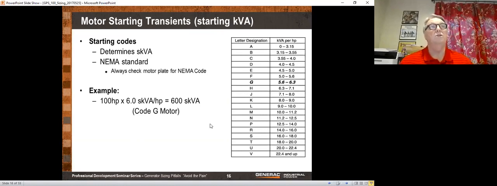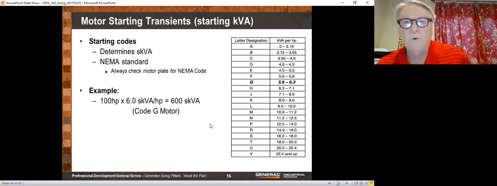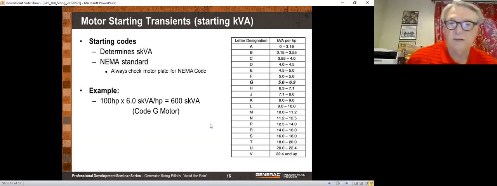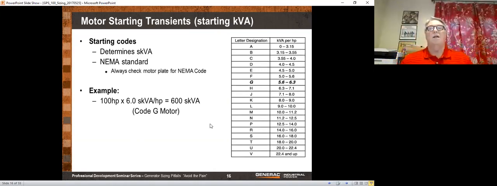We do not size generators to 3 decimal places. We always have some conservativeness in there, some engineering slop. And so this is a great way to figure out what your starting kVA is.